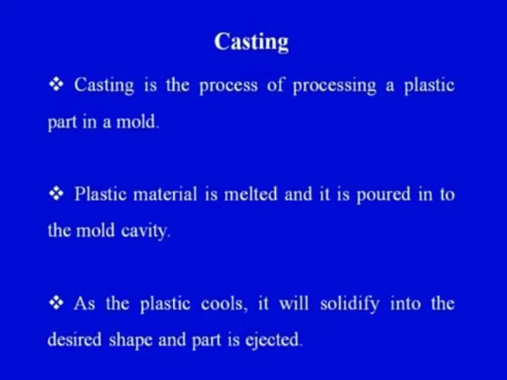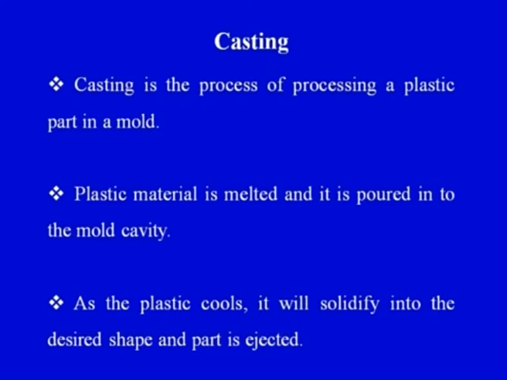So we will see with the help of a diagram how a typical mold can look, but here we have to melt the plastic and pour that molten plastic into the mold. The plastic material is melted and it is poured into the mold cavity, that is point number 2 on your screen. So point number 1, casting is the process of processing a plastic part in a mold. So the final processing would be done in the mold, that is one of the prerequisites. Mold is a prerequisite for the casting process. Second is the plastic material is melted and it is poured into the mold cavity, that is the second important point.